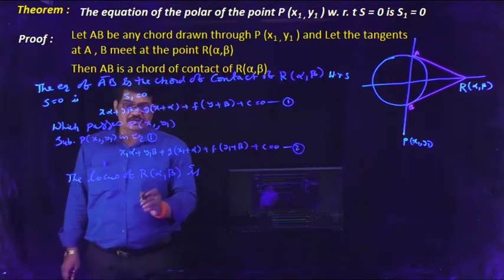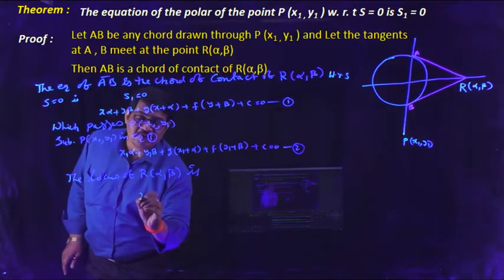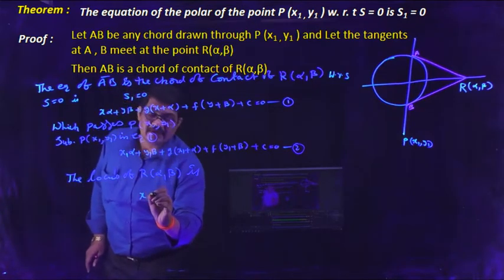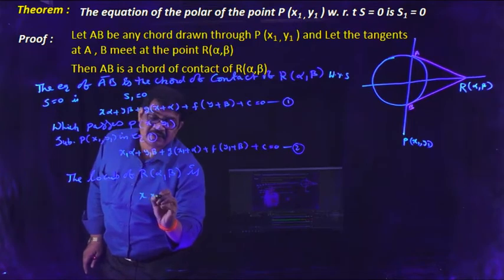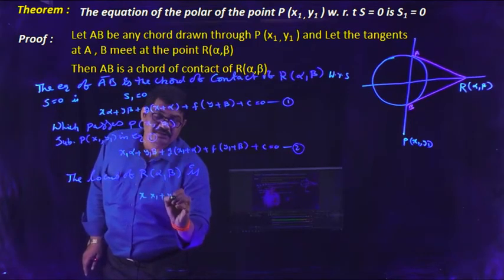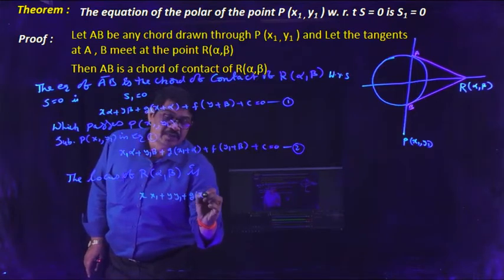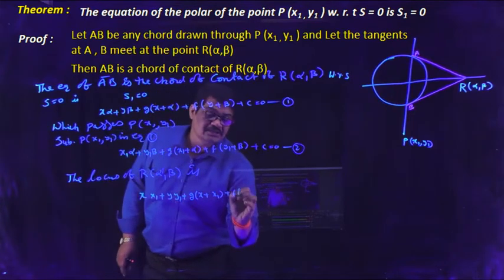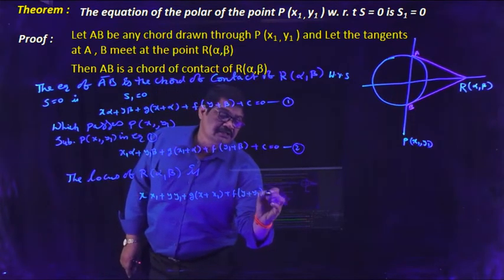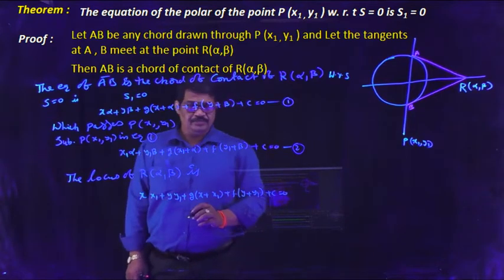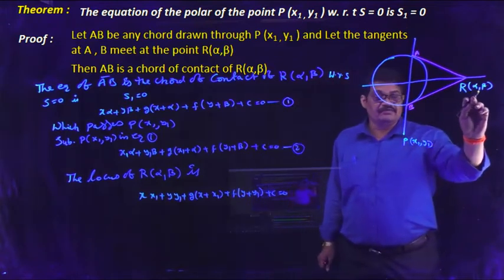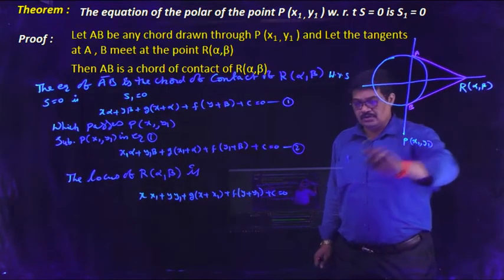So now we are writing the locus of R: in the place of alpha is x, in the place of beta is y. Now we are writing x x1, y y1 plus g into (x plus x1), plus f into (y plus y1) plus c is equal to 0. This is the locus of the point R (alpha, beta).